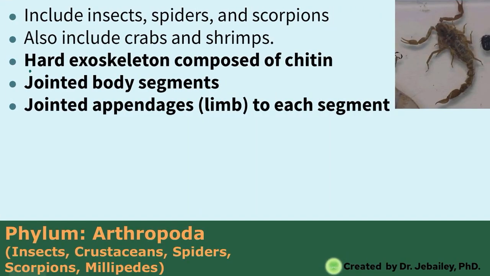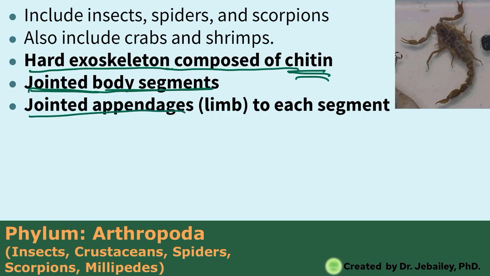Arthropoda, they have a hard exoskeleton composed of chitin. They have a segmented body, which is jointed together, and they have jointed appendages, which means limbs on each of the segments. So these are the main things, and this can be crabs, shrimps, insects, spiders, scorpions.